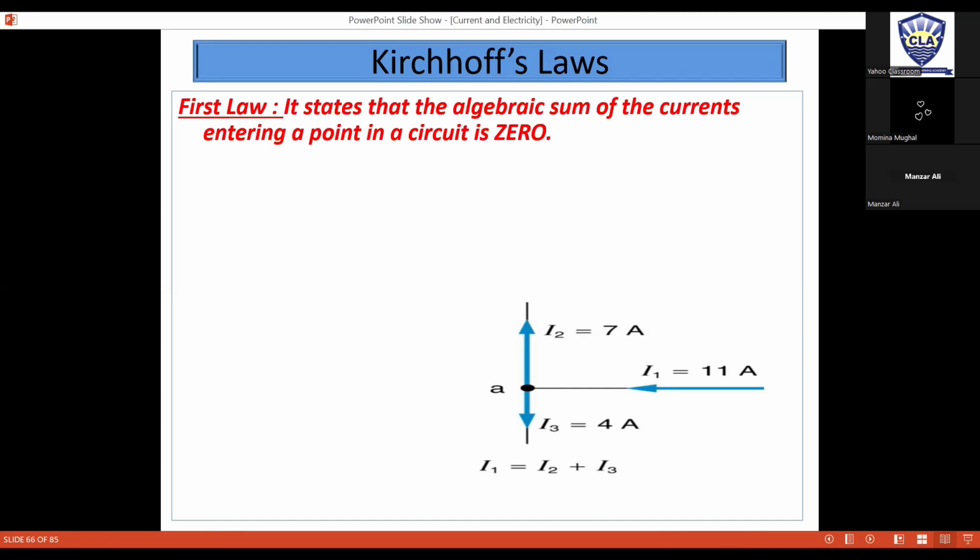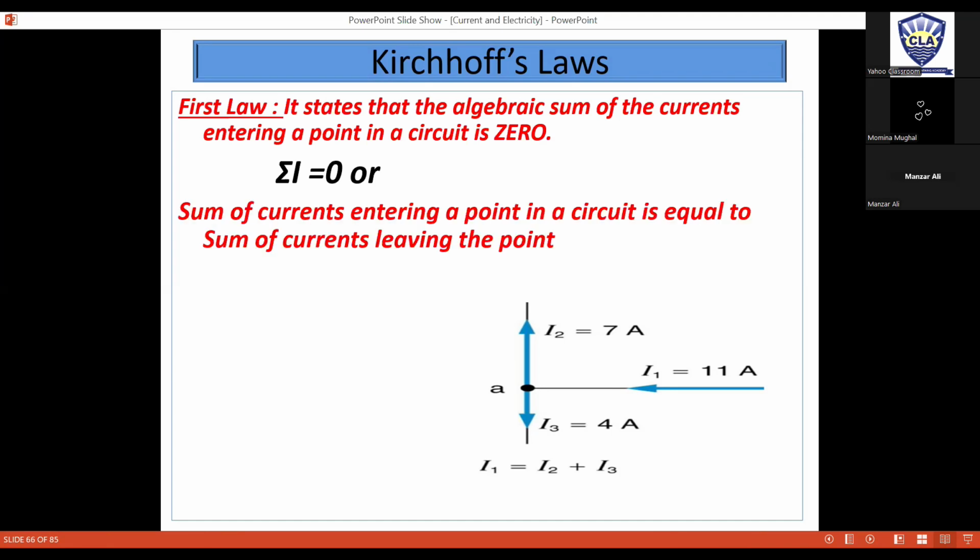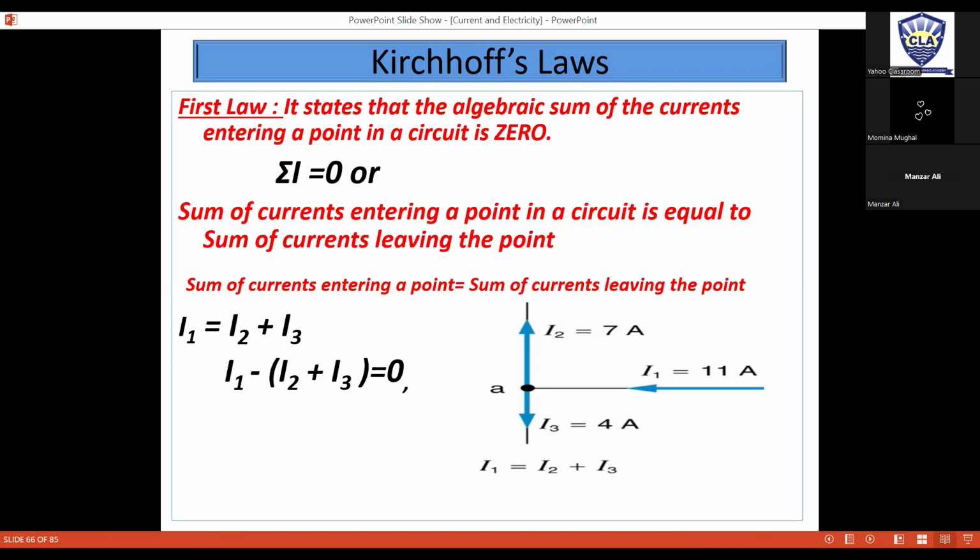In specific wording, it is that the algebraic sum of current entering a point in a circuit is equal to zero, but we can use the simple statement as well that the sum of current entering a point in a circuit is equal to the sum of currents leaving the point. That is, I1 should be equal to I2 plus I3. And if I take I2 and I3 to the left hand side, it becomes the algebraic sum of the current. Algebraic sum means that the current which is entering is taken as positive and the current that is leaving is taken as negative. If you add them up, you will get the answer equal to zero.